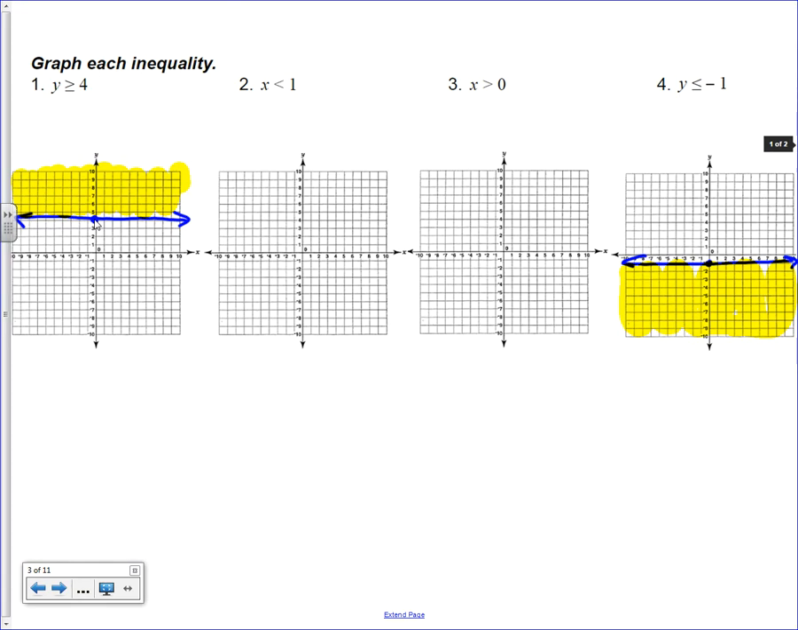Wonderful. Now, if there's only a y in the problem, it's horizontal. What do you think it's going to be if there's only an x? Vertical. So go to where x is 1. If there's no y, it can never cross the y, which means it's going to be vertical. Will this be solid or dashed? Dashed.